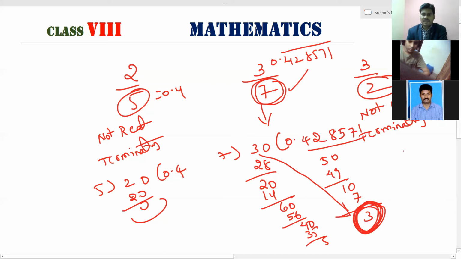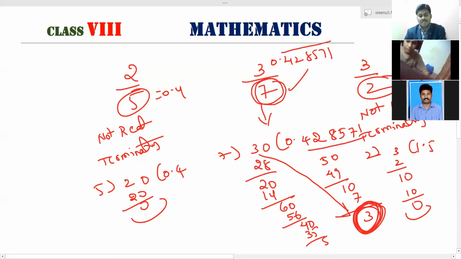Now 3 by 2, I will check. Remainder 0 was obtained because of the denominator. So you must remember this point. This is the technique we apply here. By seeing the denominator, we can say whether it is a terminating or non-terminating repeating decimal.